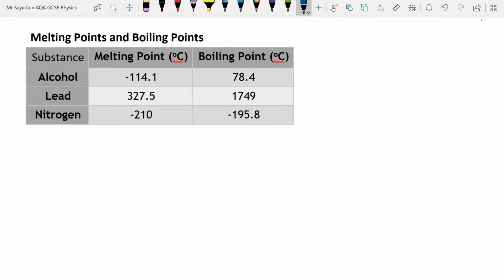Next is melting points and boiling points. So the first thing to do is just define what a melting point is. People think that melting point is the temperature at which something melts. It is, but it's also the temperature at which something freezes. So the melting point is the temperature at which something melts if you're heating it up.